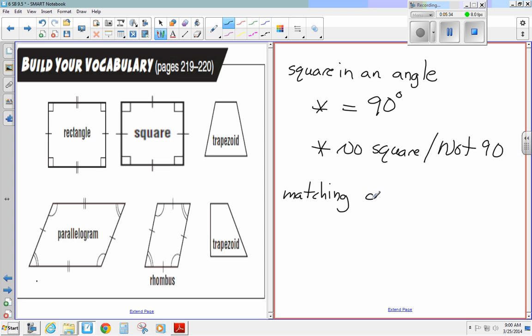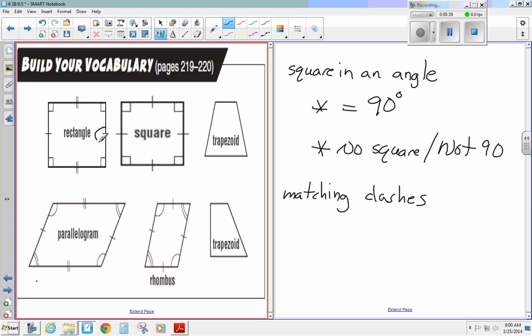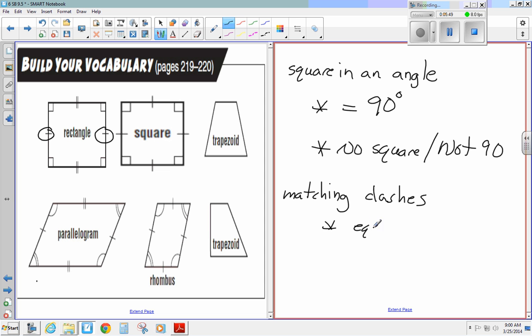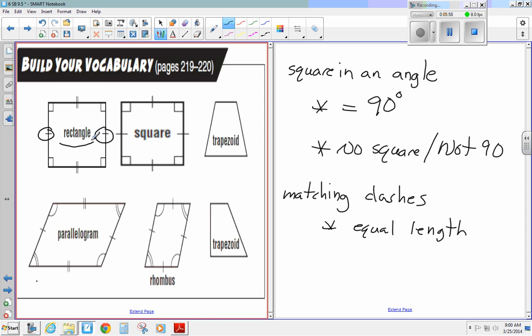Matching dashes. This dash matches this dash. So matching dashes mean equal lengths. It means that they are equal lengths. So this side here equals that side. Single dash, single dash, single dash. All of these are equal to one another.